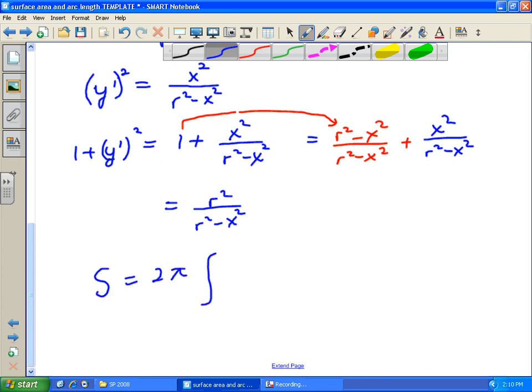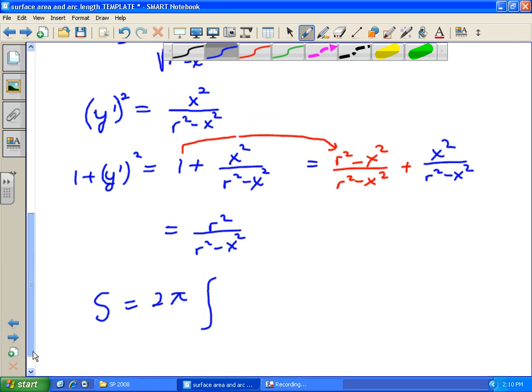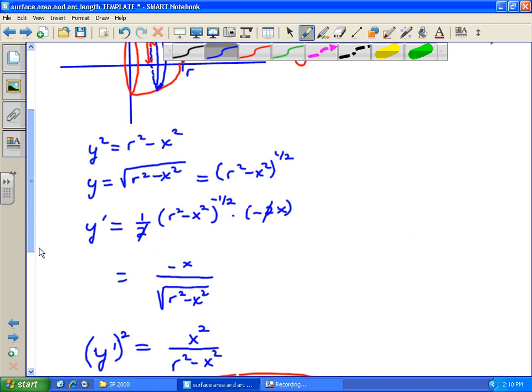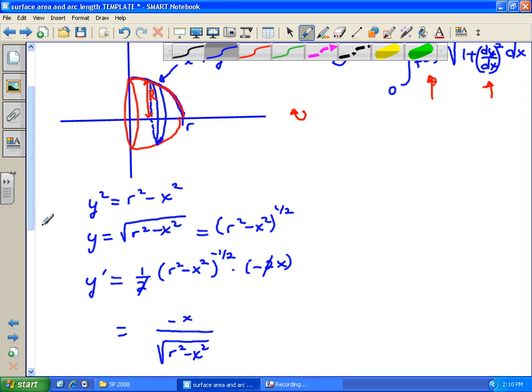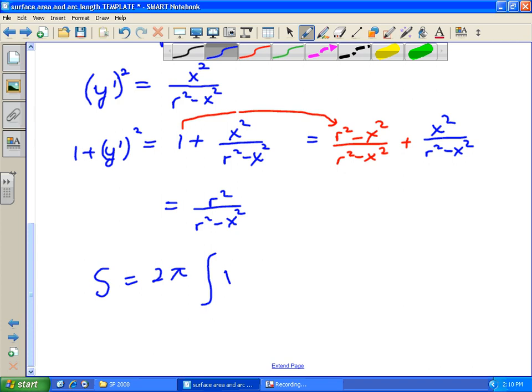2 pi times the integral of f of x. What was our f of x for this question? y equals what, in other words? What was our f of x? Our f of x was the square root of r squared minus x squared. That's our f of x portion, times radical 1 plus y prime squared. But 1 plus y prime squared, we've taken a great deal of time to simplify that, and it all comes down to this.